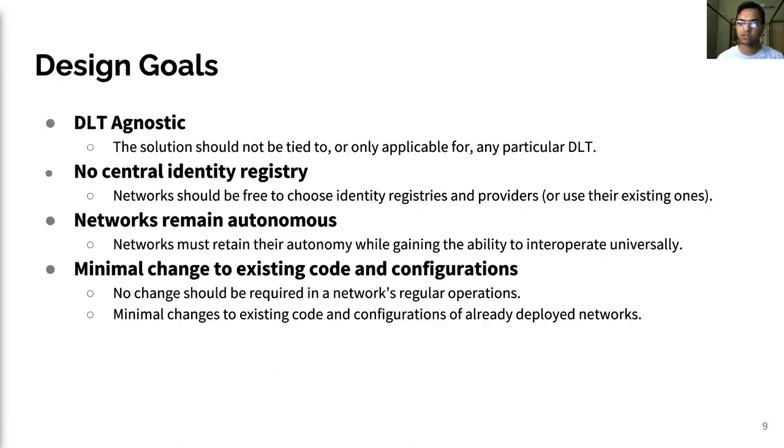We focus on several design goals while developing our system. Firstly, the system has to be DLT agnostic, so our system should not be tied to any specific distributed ledger platform such as Fabric or Corda. Then the system should not have any central identity register and it should be completely decentralized. Apart from that, the networks must remain autonomous. So the networks that will be using our system should be able to choose what identity providers they are using, which trust anchors they trust, etc.